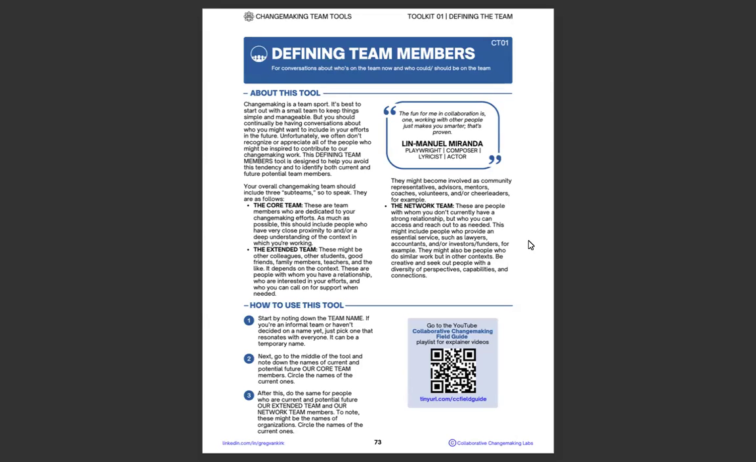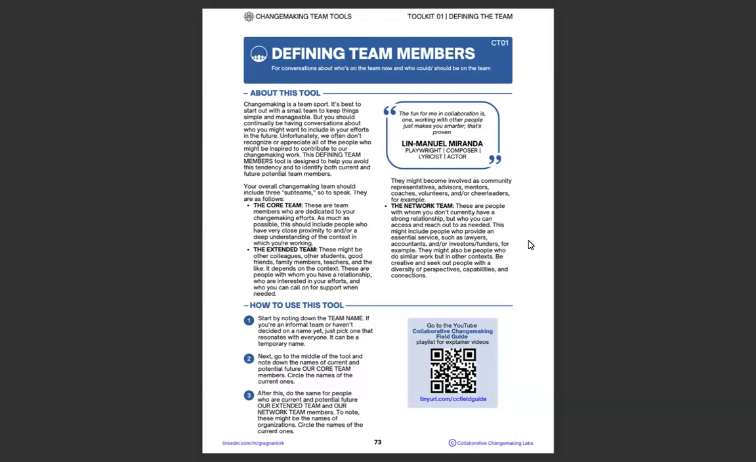They are as follows. First bullet point, the core team. These are team members who are dedicated to your change-making efforts. As much as possible, this should include people who have very close proximity to and or a deep understanding of the context in which you're working. This is the main core team. These people are working really hard at it. Get people who really understand what's going on as much as possible.